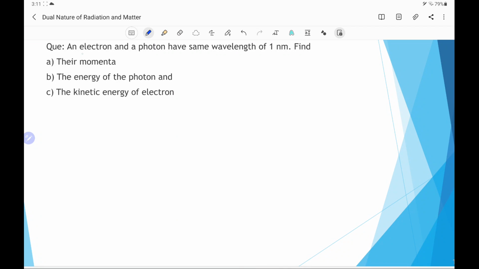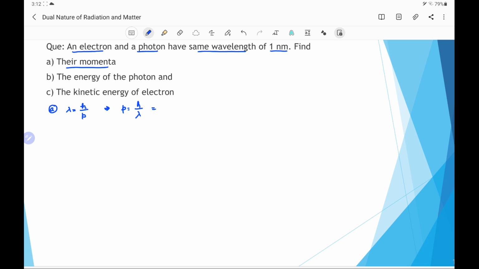Next question is, an electron and a photon have the same wavelength of 1 nanometer. Find, part A, their momentum. The relation between the wavelength and the momentum is given by lambda equal to h by p, or we can write momentum is h by lambda.